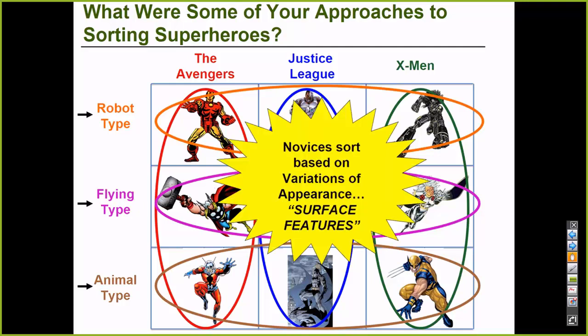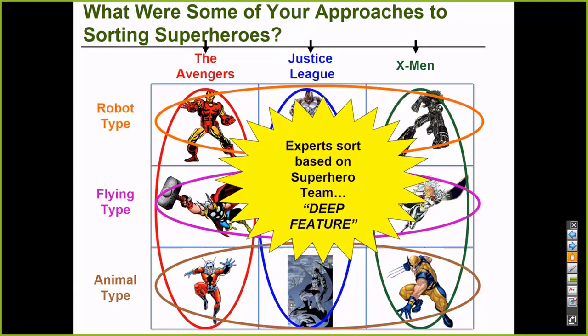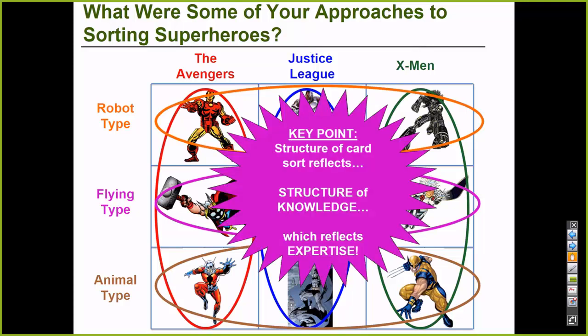Novice, robot type, flying. Expert. Right. So you're right. If you were getting a Ph.D. in superheroes, right? This would not be really a deep way of organizing your knowledge, whereas this would. Another interesting thing that comes out from this card sorting task. So the point here is how you're structuring that is representative. It's an explicit connection to how you're structuring your knowledge, right?